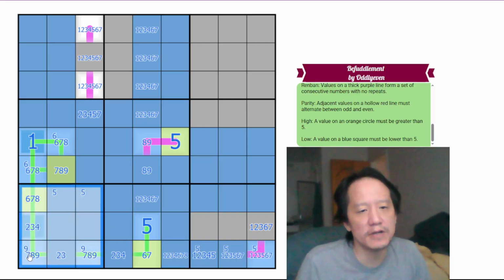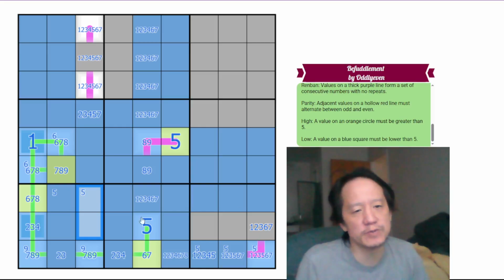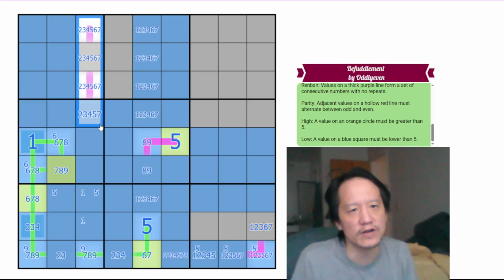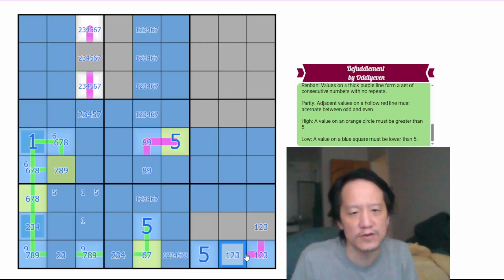Where's the 1 in box 7? It must be one of these two cells. So since 1 is here, this can never have a 1 in value. Therefore, this must be 4, 5, 6, 7 in value, which forces this to be 1, 2, 3. So this is 1, 2, 3 in value. That eliminates 1. That makes this a 5.